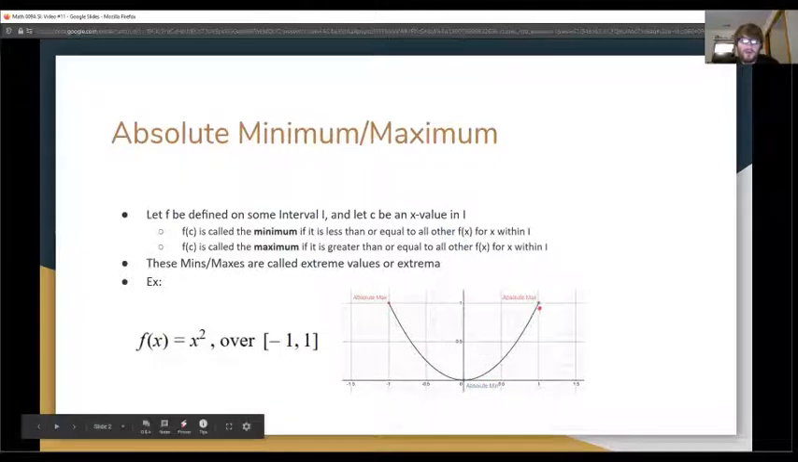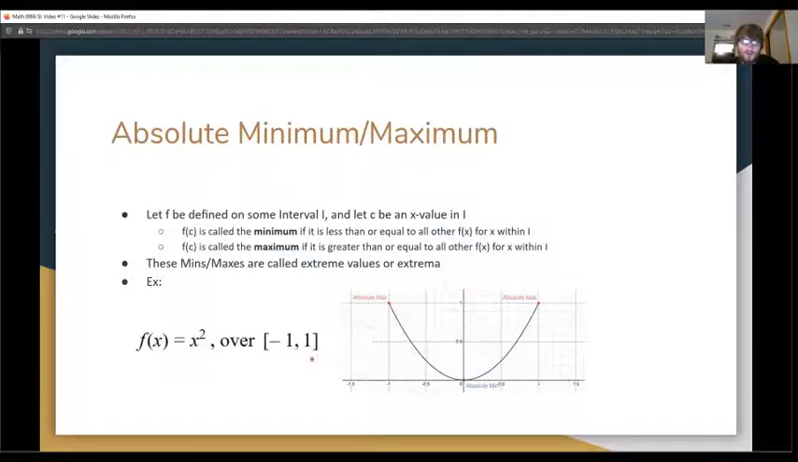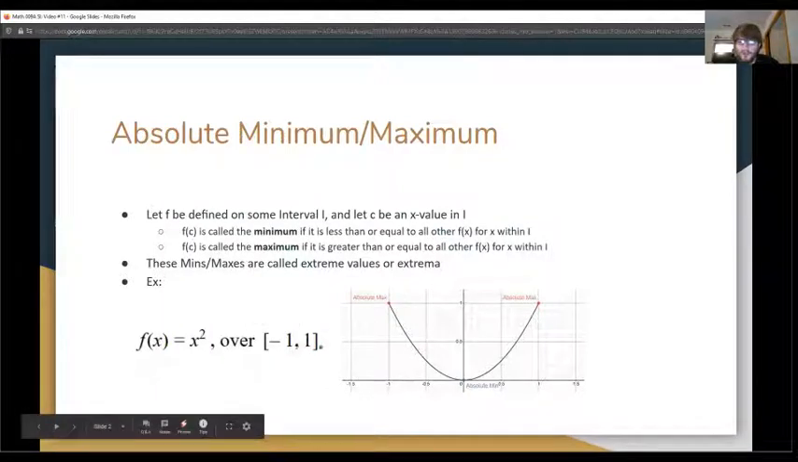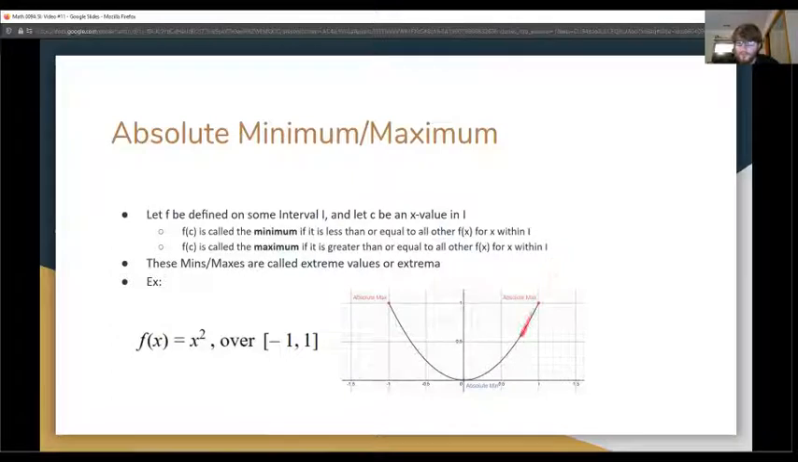And notice that we treat these points as max values because we are on this closed interval. If it wasn't for this closed interval, this parabola would continue off infinitely in both directions.